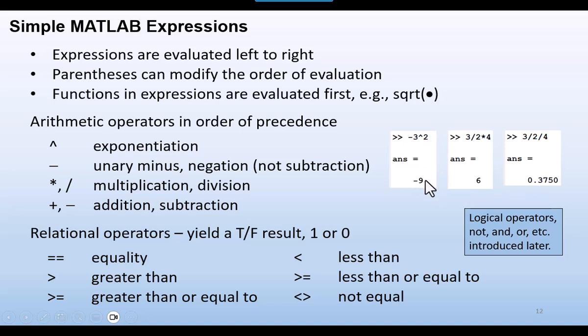Minus 3 to the power 2 first squares 3 and then applies the negative. All right. Here is 3 divided by 2 times 4. So it does this left to right: 3 divided by 2 being 1.5, times 4 being 6.